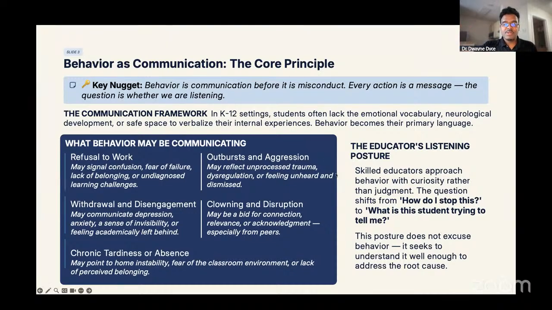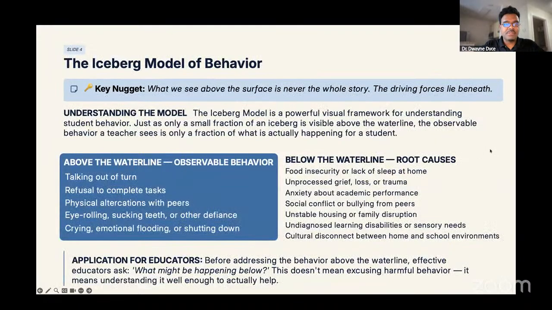And so the posture does not excuse the behavior. It literally seeks to understand it well enough to address the root causes. So that's what we need to change our mindset to, asking the question, what is this student trying to tell me, both in their mind and in their body, their socio-emotional and their cognitive development, as well as their psychological and their social. So what is the behavior of the student trying to tell me?